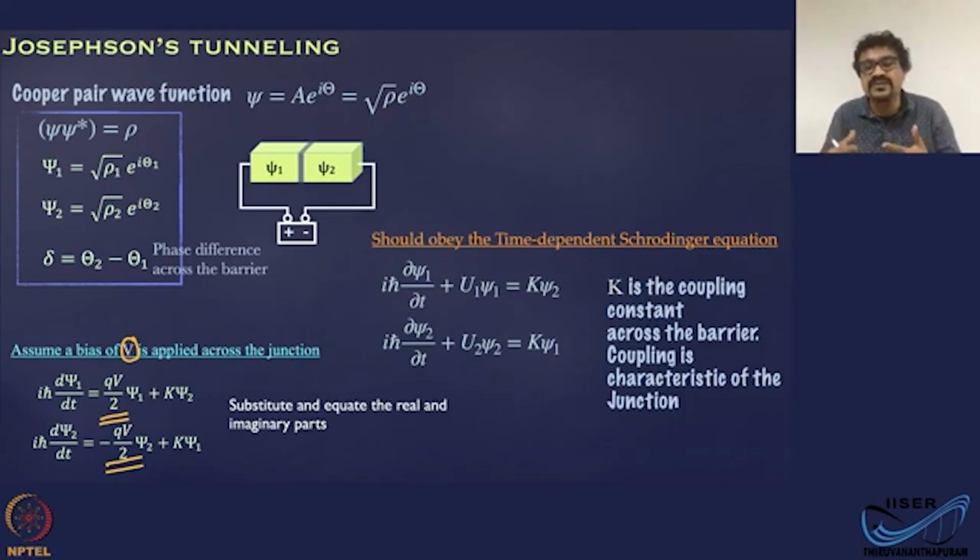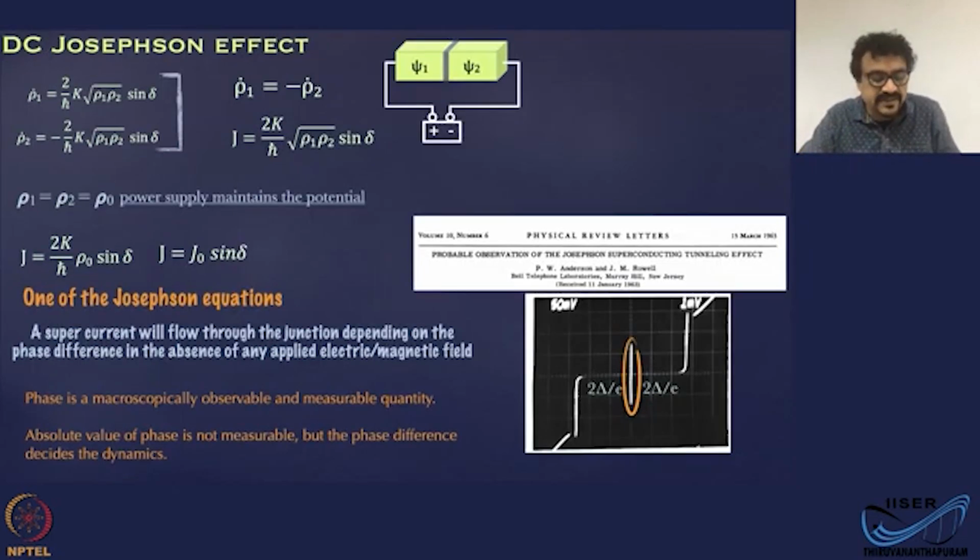When you eventually solve it, it will be twice the electronic charge. Now, substituting the psi1 and psi2 from here, you can equate the real and imaginary parts. So what you will get is 4 equations. Let's discuss 2 here and the next 2 in the next class.